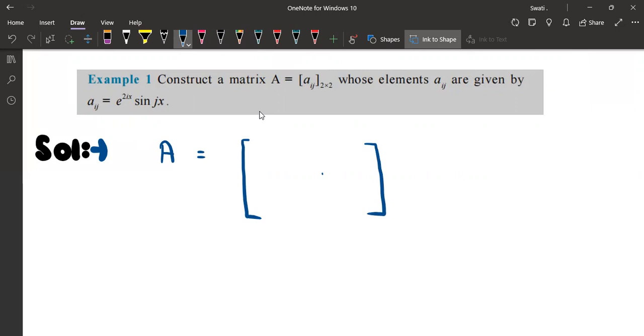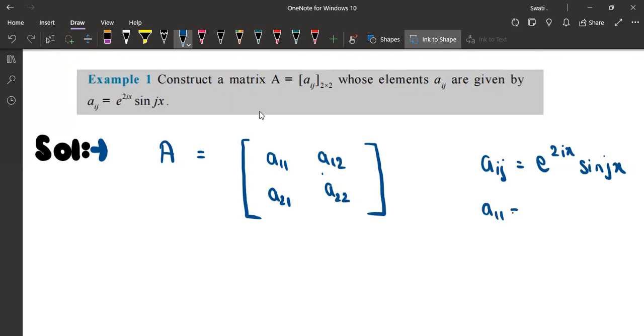We have Aij given by e raised to 2ix sine jx. The very first entry we have is A11, this one will be A12, this one is A21 and this one is A22. Again, why, I have already explained. So A11, that means i is 1 and j is also 1. So e raised to 2 times i, which is 1, so 1 into x is x, and this will become sine j x, j is 1, so sine x. This is the first entry. So I can put here the final answer: A11 is e raised to 2x sine x.